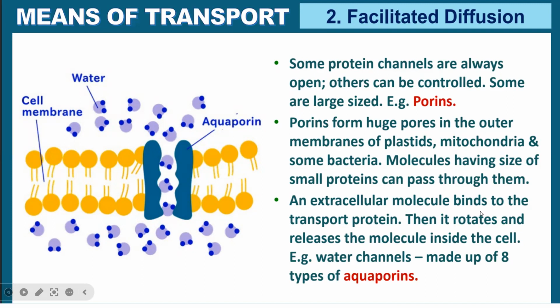An extracellular molecule binds to the transport protein. Then it rotates and releases the molecule inside the cell. Example, water channels are called aquaporins. Okay. What happens? They will bind here and they will turn itself. Now this water molecule which is bound here, this entire blue thing, if it is standing like this, it will turn to the other side. It will rotate, and the water molecule will turn inside. This is how it transports. So write the first point and the last point.